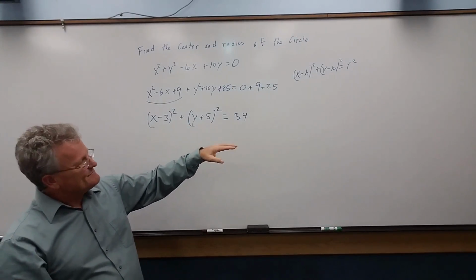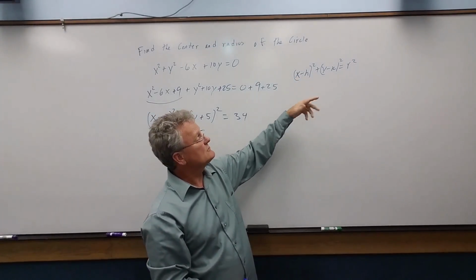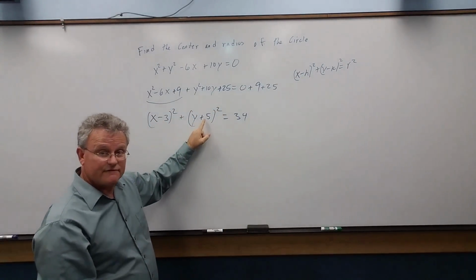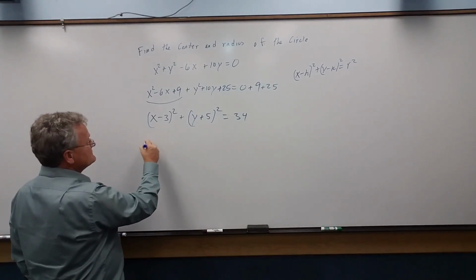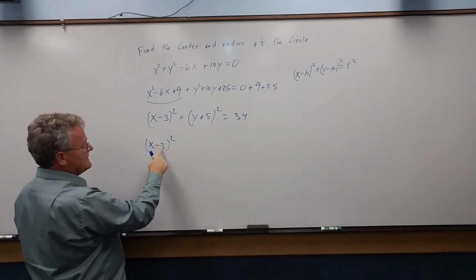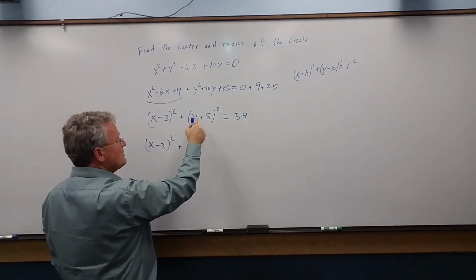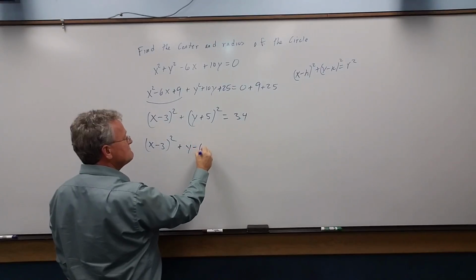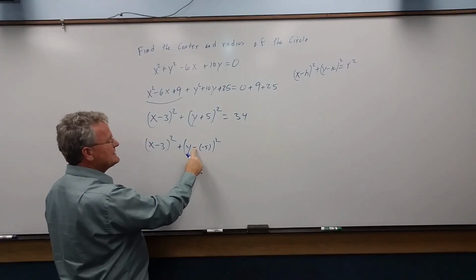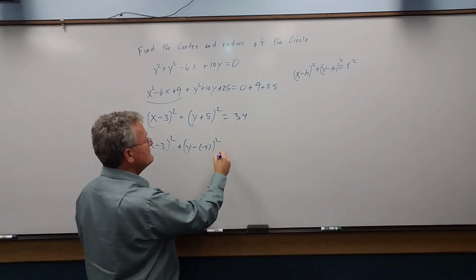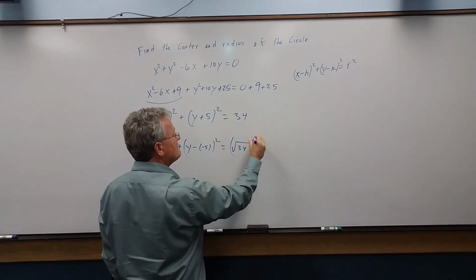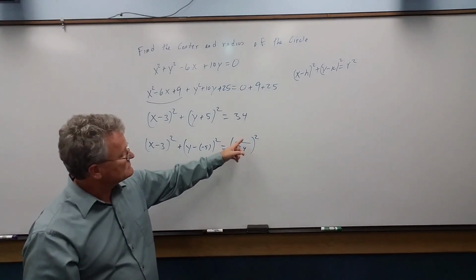And now, let me go one step further so we can show students exactly why h is 3 and k is -5. Well, this is of the form x minus h, so h is 3. We can write positive 5 as minus a minus 5. Now we have y minus k, so k is -5. 34 we could write as the square root of 34, squared.